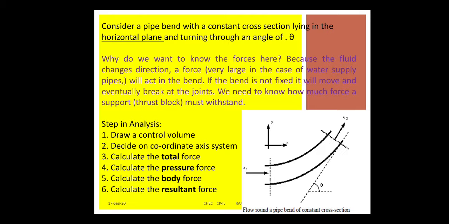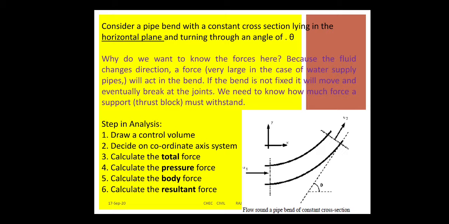Next, how to solve this derivation? The first thing is to draw a control volume, on the same figure you have drawn, taking the x-axis and y-axis, with the bend making an angle theta as shown. Second step, decide on the coordinate axis system, that is the x-axis and y-axis. Third, calculate the total force. Fourth, calculate the pressure force. Fifth, calculate the body force. Sixth, calculate the resultant force.